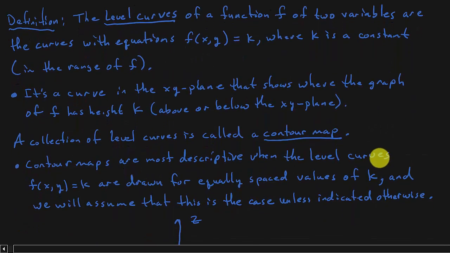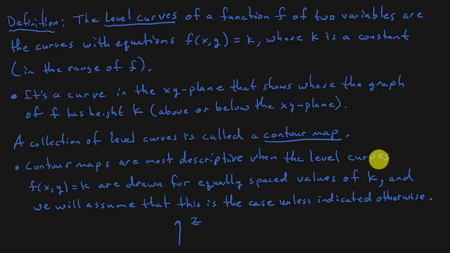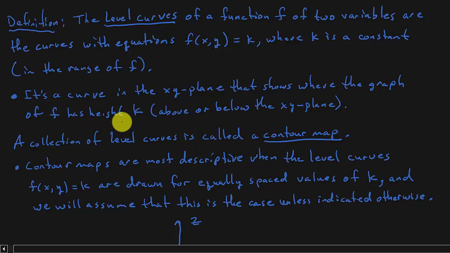Okay, so let's look at this. Definition: level curves. The level curves of a function f of two variables are the curves with equations f of x, y equals k. K is some constant in the range of f. It's a curve in the xy plane that shows where the graph of f has height k above or below the xy plane. I'll show you a picture of it in just a second. So that's a level curve.